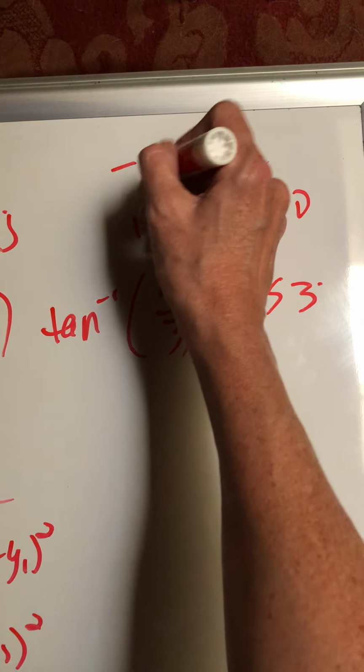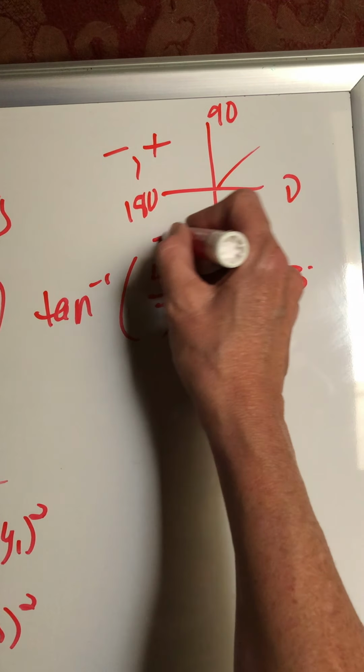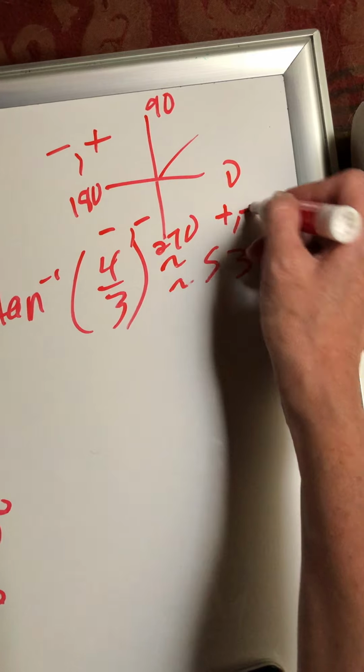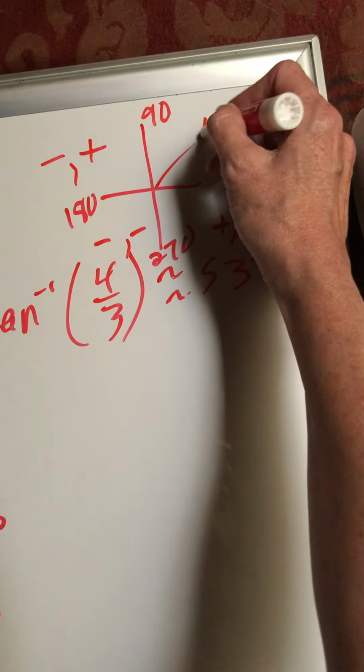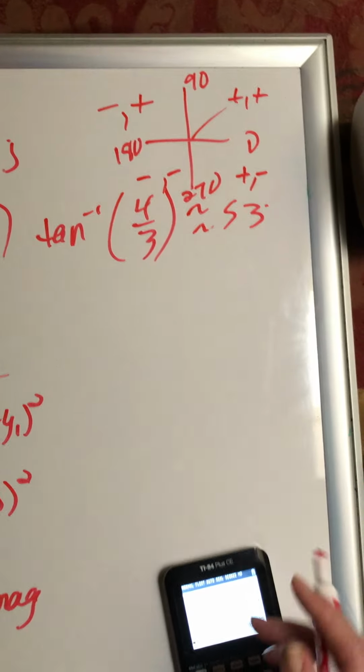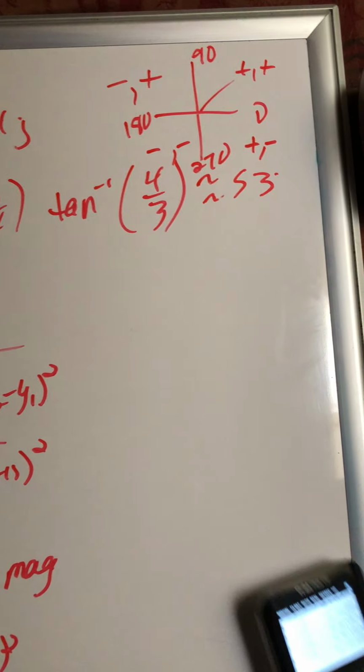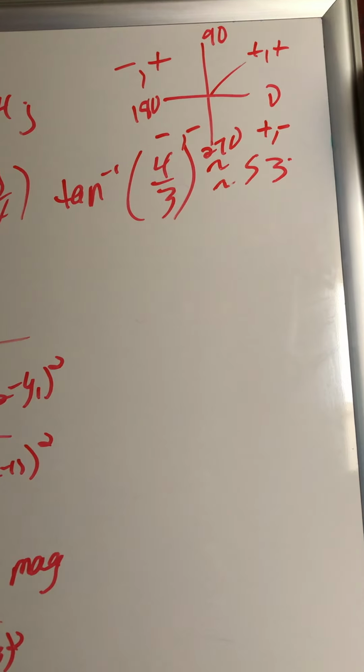So if the first one's negative and the second one's positive, you're in the second quadrant. If they're both negative, you're in the third quadrant. If the first one's positive and the second one negative, you're in the fourth quadrant. And then, of course, if they're both positive, you're in the first quadrant. So make sure that you are very careful with that and pay attention to that, okay?